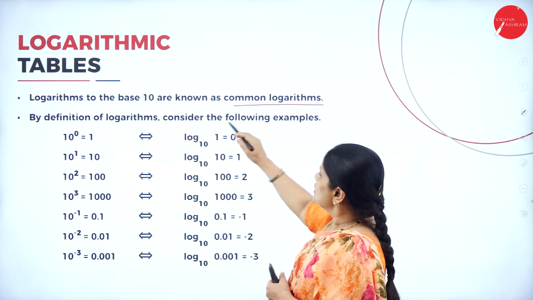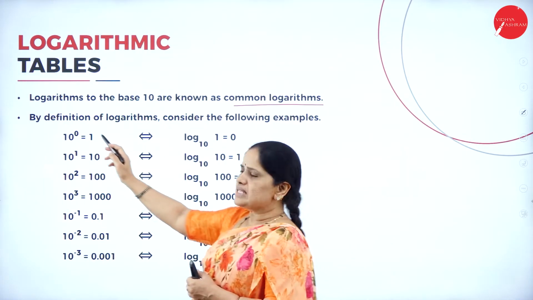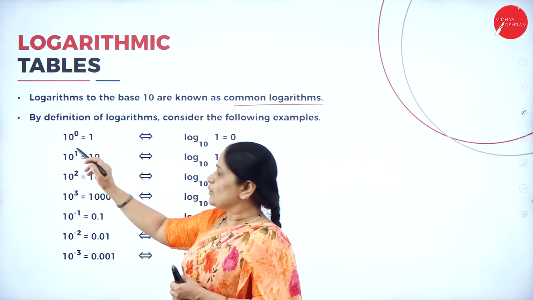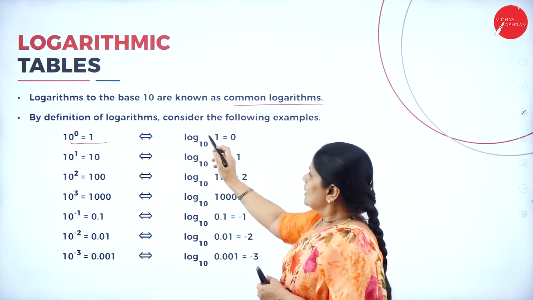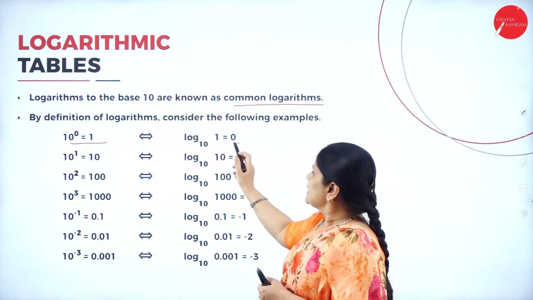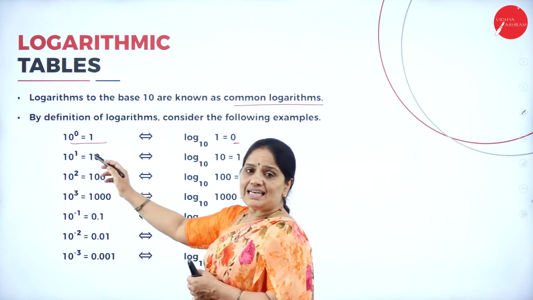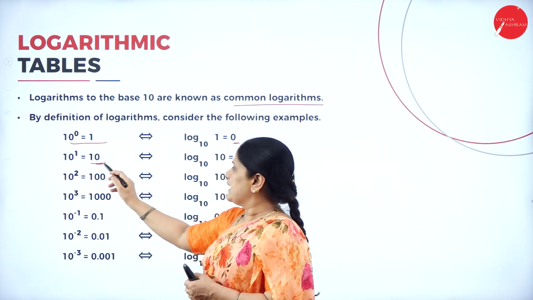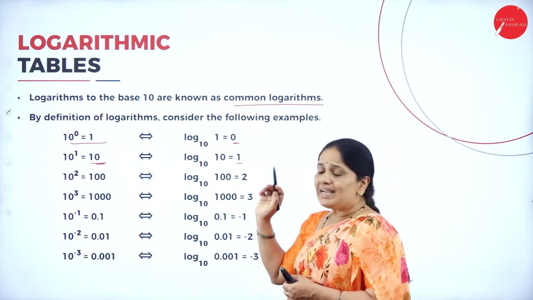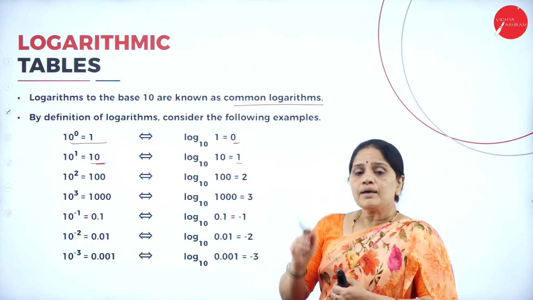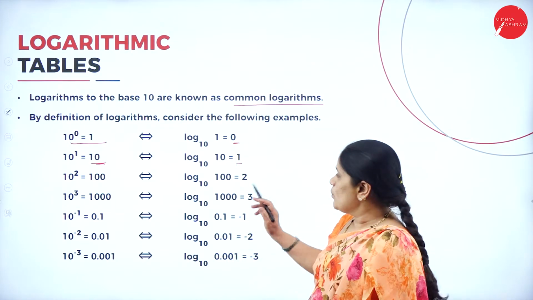So by the definition of logarithms, consider the following examples. Now suppose I have given you 10 to the power 0. 10 to the power of 0 is 1. But then log of 1 to the base 10 is always 0. Next, 10 to the power of 1 is equal to 10 and log of 10 to the base 10 is 1. So why is log 10 to the base 10 equal to 1? Because log of any number to the same base is always equal to 1.